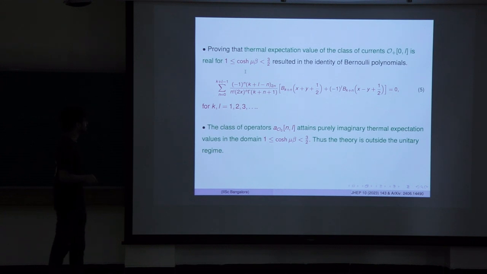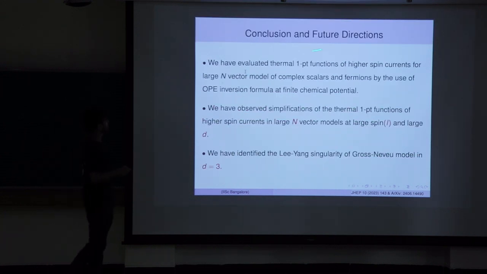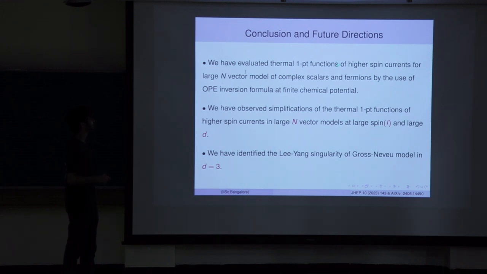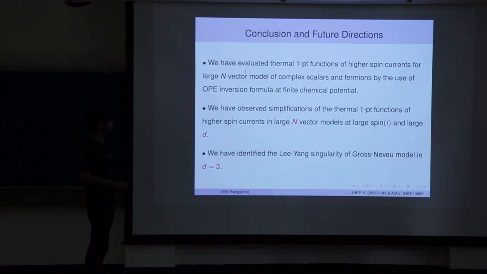Okay, so I will conclude and give some future directions. We have evaluated thermal one-point functions of higher spin currents for large N vector models of complex scalars and fermions by the use of the OP inversion formula at finite chemical potential. Then we have observed simplifications of thermal one-point functions of higher spin currents in large N vector models at both large spin and large d.